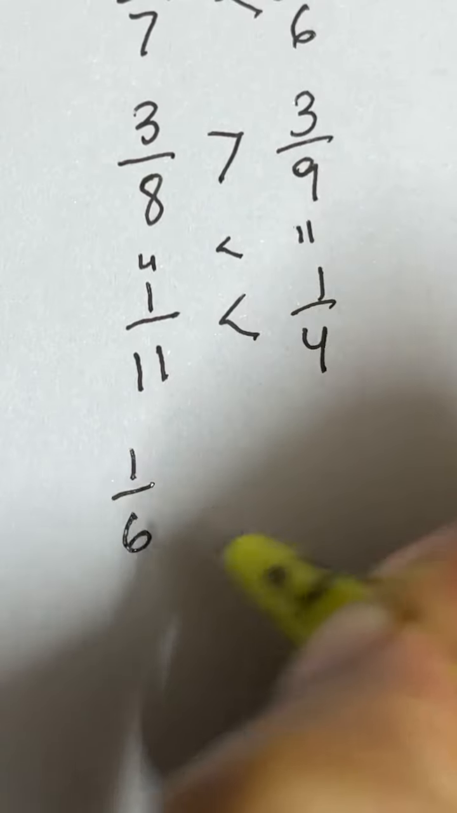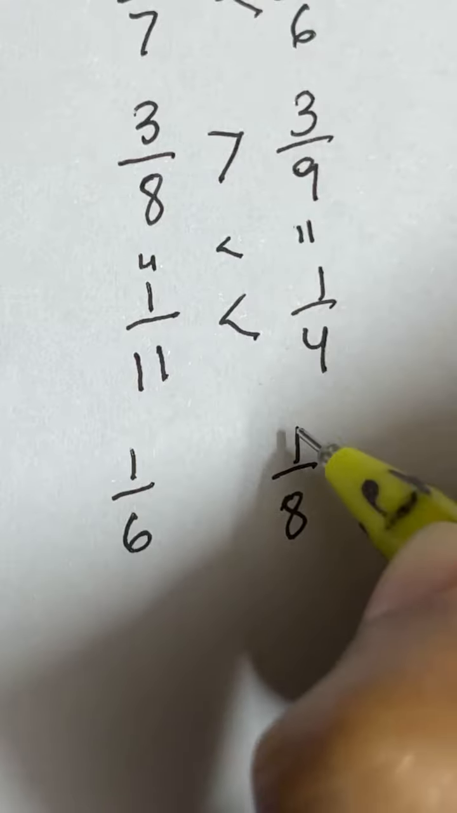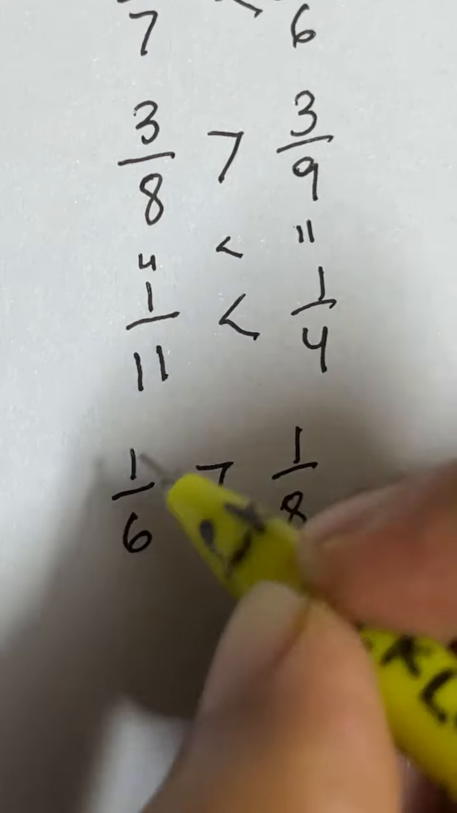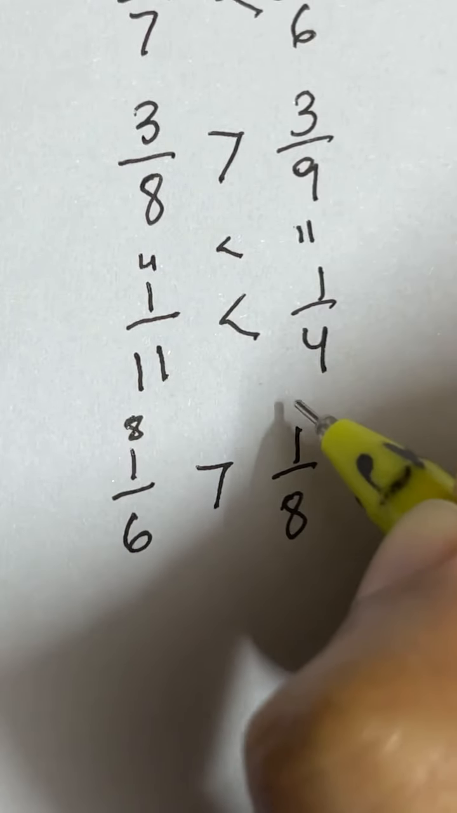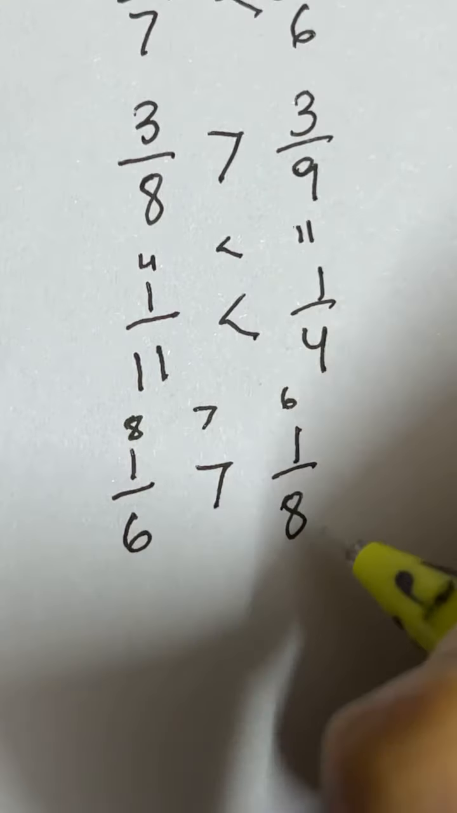Okay, 1/6 and 1/8. So same numerators, the lesser the denominator, the greater the fraction. By the butterfly method, 1 times 8 is 8. 6 times 1 is 6. So 8 is greater than 6. 1/6 is greater than 1/8.